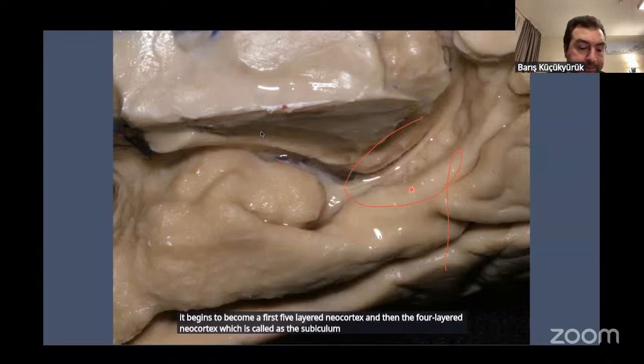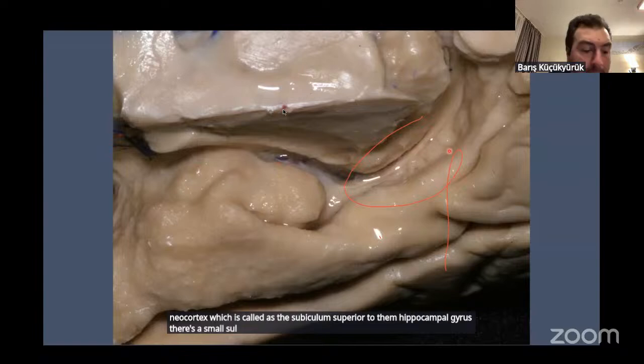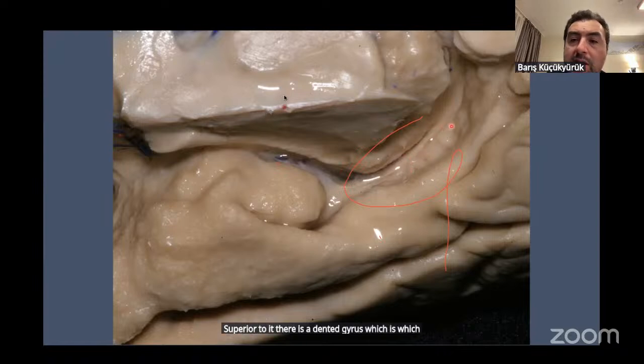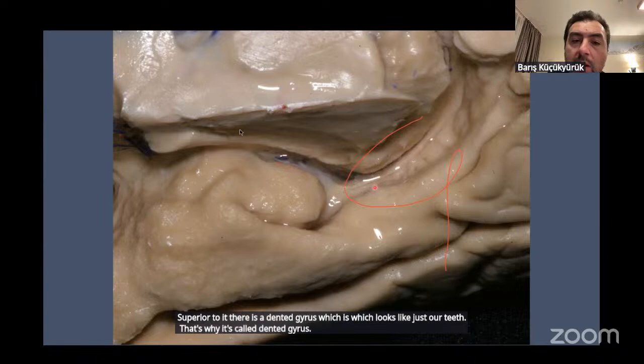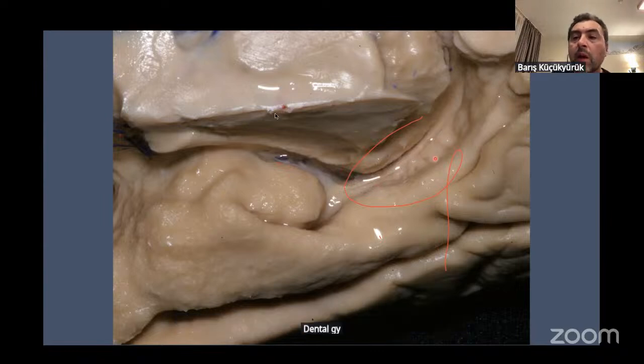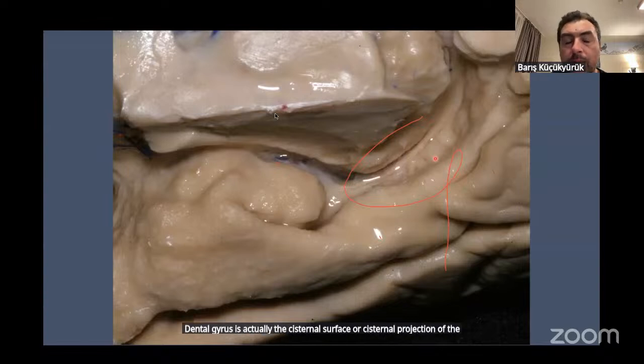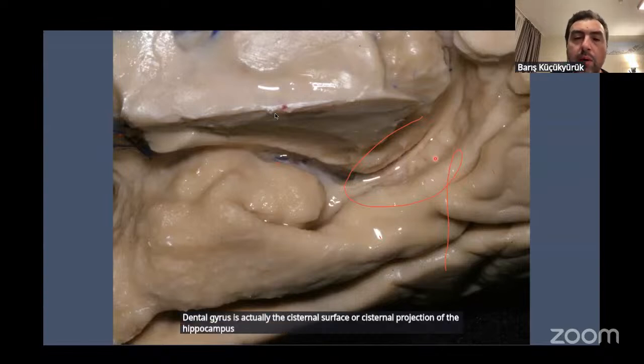Superior to the parahippocampal gyrus, there's a small sulcus called the hippocampal sulcus. Superior to it, there is a dentate gyrus, which looks just like our teeth. That's why it's called dentate gyrus. The dentate gyrus is actually the cisternal surface or cisternal projection of the hippocampus, which we'll be seeing further later.